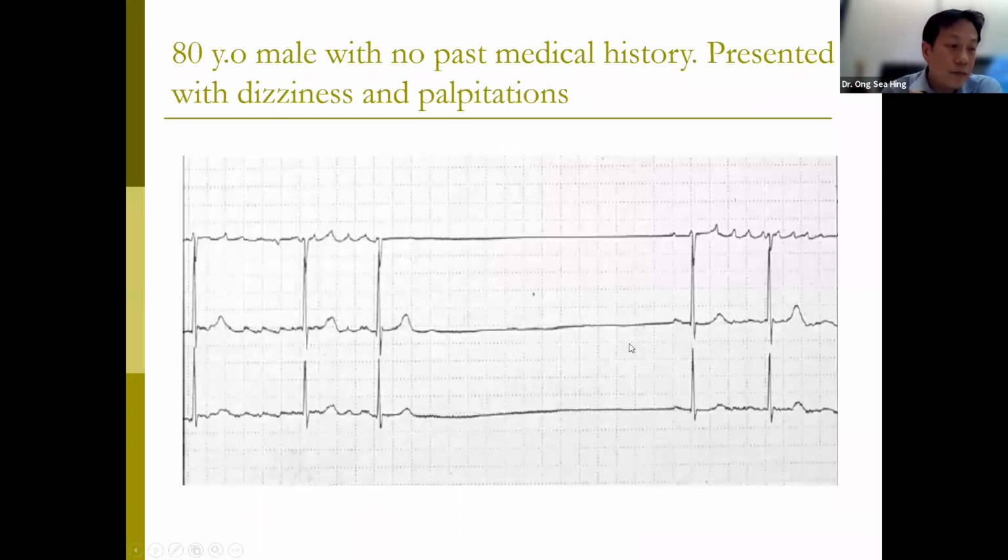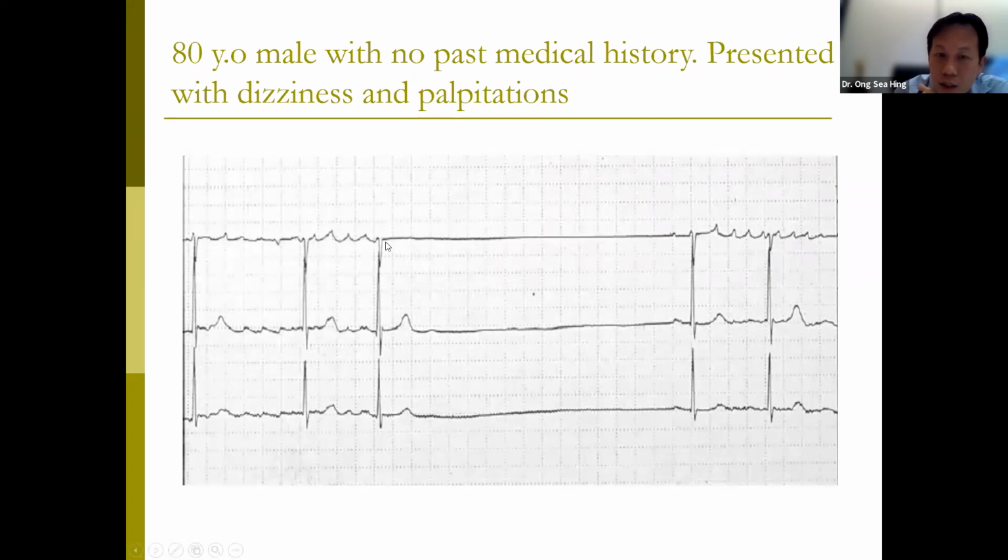Okay. We have this 80-year-old. So next we move on to this 80-year-old male, no past medical history, who presented with dizziness as well as palpitation. So what do we see in this telemetry reading? This is a telemetry strip. You see these spikes here, which are atrial flutter waves.